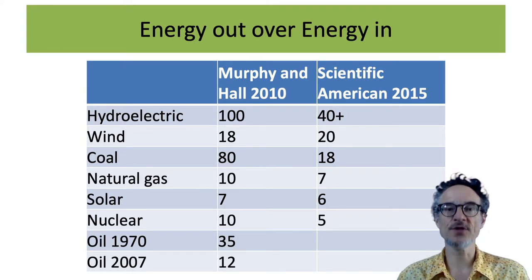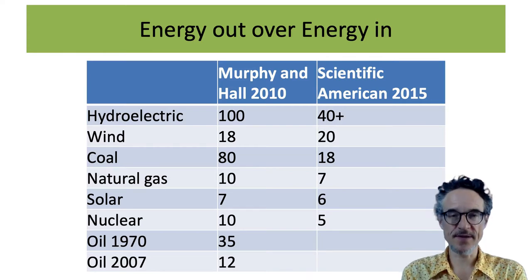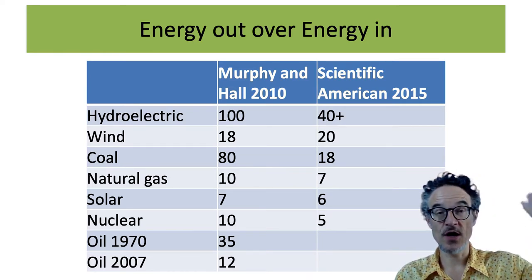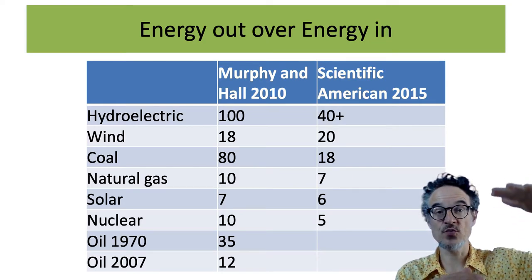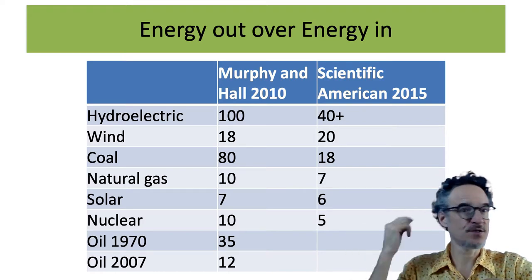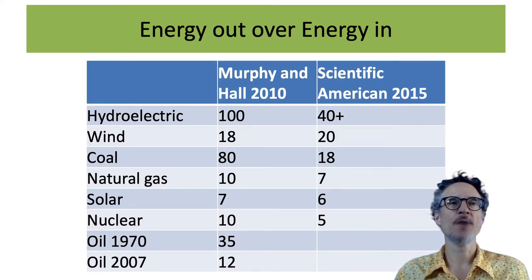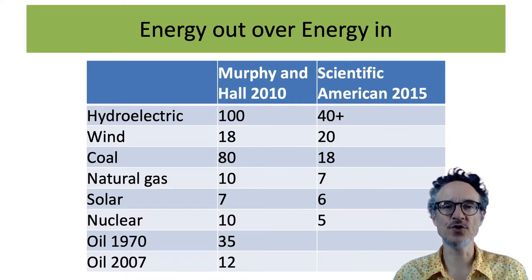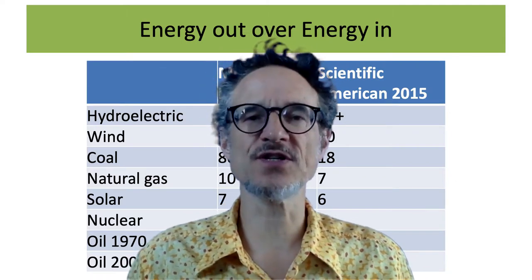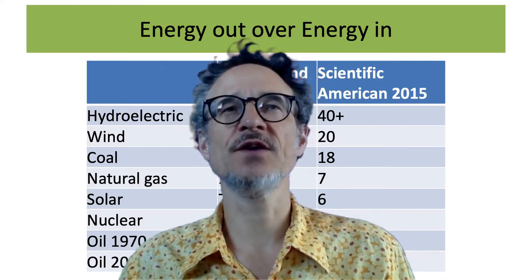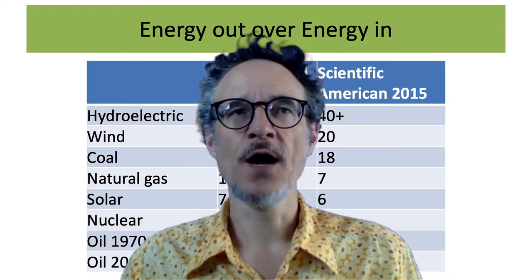You need to build the dam and build the turbines at the beginning. And once they're built, they'll last a very long time. Rain falls, the dam fills up with water. The water goes out of the dam through the turbines, and it's producing electricity. Wind power is less good. You can see here there are two different studies, Murphy and Hall 2010 and Scientific American 2015.